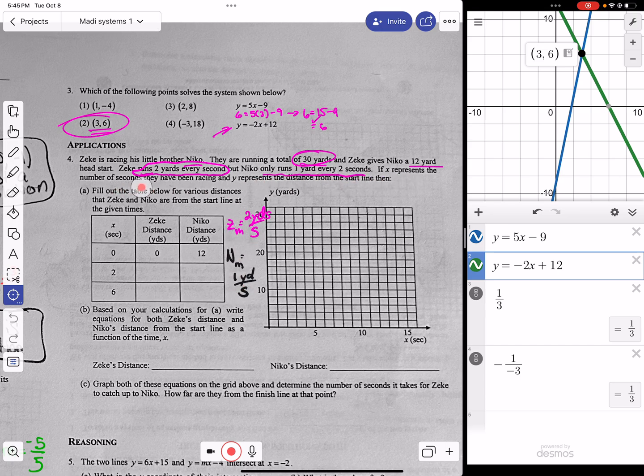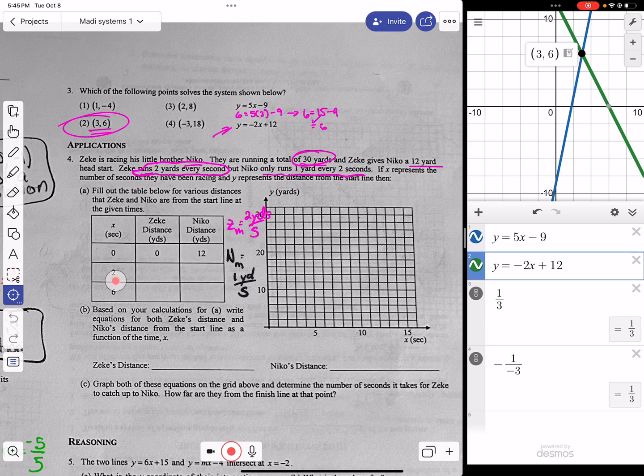X represents the number of seconds they have been racing. So X is time. All right. And Y represents the distance that is from the start line. All right, fill out the table here for the various distances Zeke and Nico are from the start line. So at time 0, Zeke was right at the start line. Nico got the 12-yard head start. Let's see how this works now.